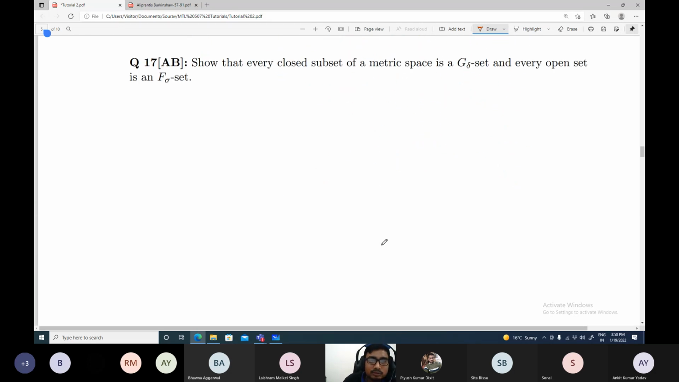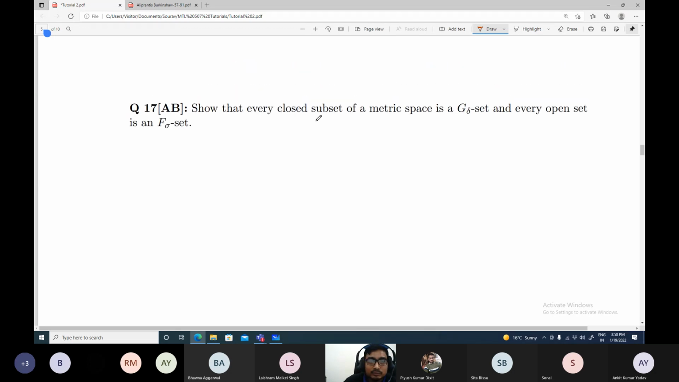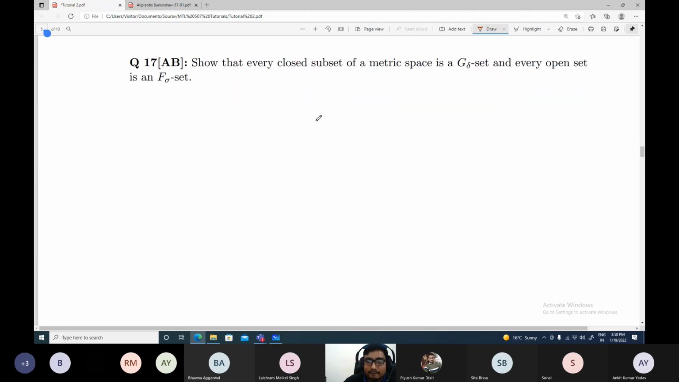Okay. So let's quickly move to problem number 17. Every closed subset in a metric space is a G delta set and every open set is an F sigma set. Can I prove this one, or do you know how to prove it? Note that here the metric space is given. Shall I prove it? Okay, let's prove. What we need actually is problem number 7.